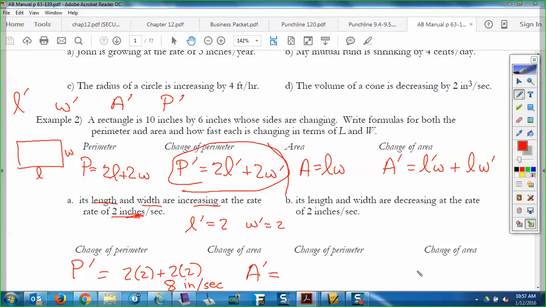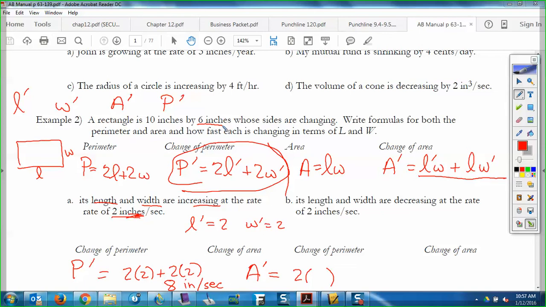A prime. What would that be? Well, what would we put in place of L prime? 2. What would we put in place of W? 6. Would you put 6 there? Okay? Because that's the instant in time we're talking about.